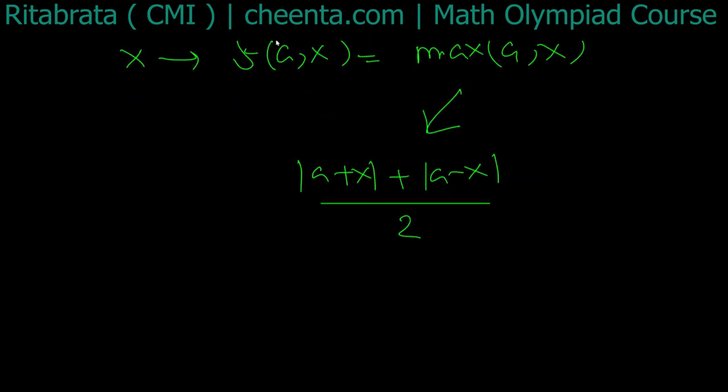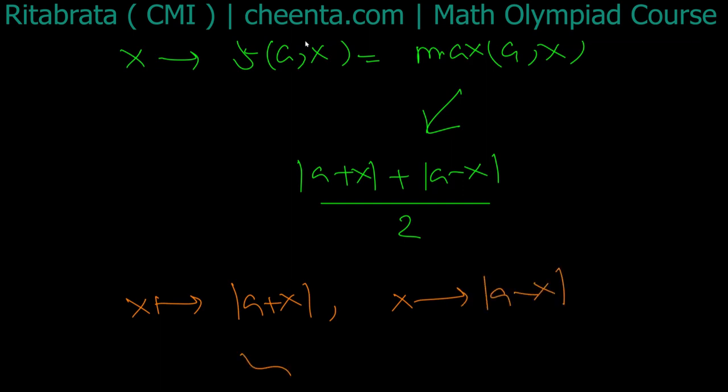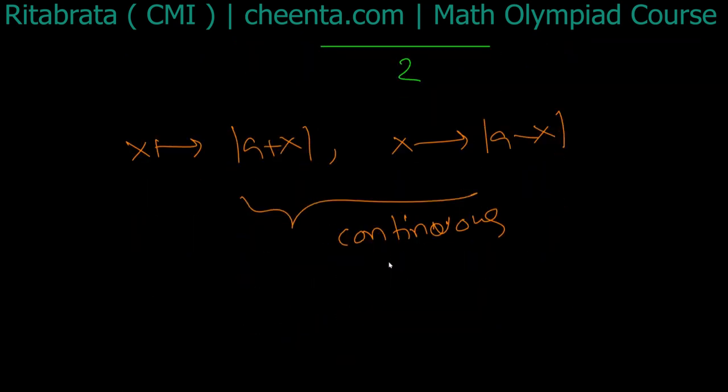Now the maps x goes to mod of a plus x and x goes to mod of a minus x, both are continuous maps, and the sum of continuous maps is also continuous. Dividing a continuous map by a constant number is also continuous. So using this, you can easily tell that this map is continuous.